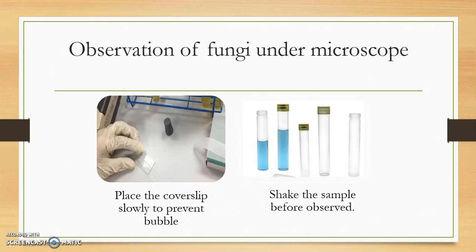For the observation of fungi under the microscope, we need to place the cover slip slowly, as it can cause bubbles if we put it too harshly. Next, we need to shake the tube before we take the sample, because we want to avoid clumps. If there is a clump, when we observe under the microscope, we cannot see the good morphology. That's all from us.